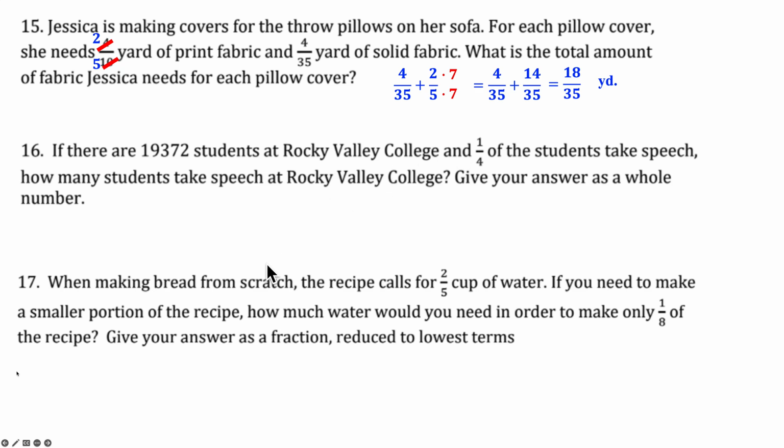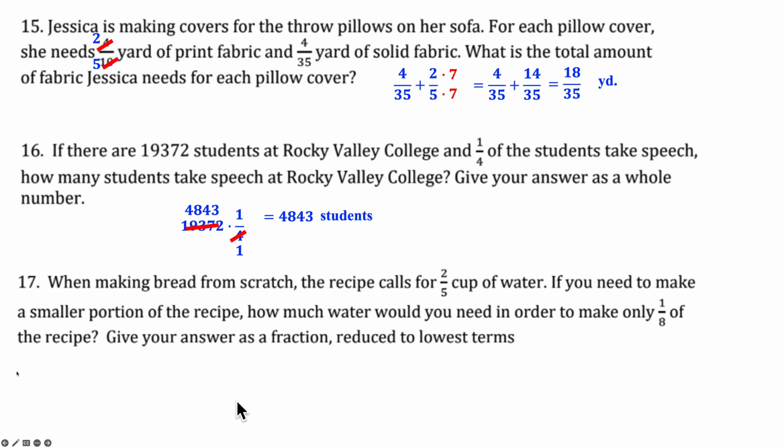16, if there are 19,372 students at Rocky Valley College and 1/4 of the students take speech, how many students take speech at the college? Okay, 1/4 of the students. 1/4 of means to multiply 1/4 to your total. Now again, 72 is my last two digits. 4 goes into 72 evenly, so therefore it has to go into the whole problem. So 4 goes into 19,372, 4,843. Thank you, TI. Multiply by 1, that's how many students are in speech.